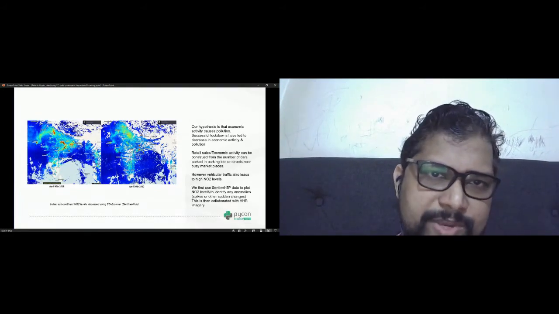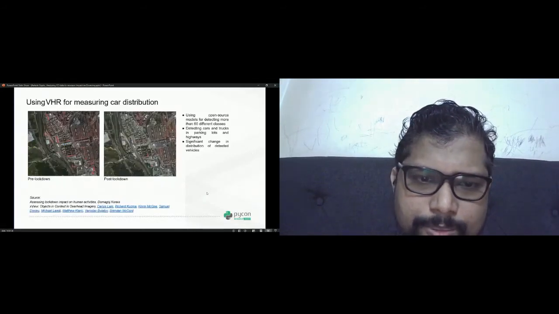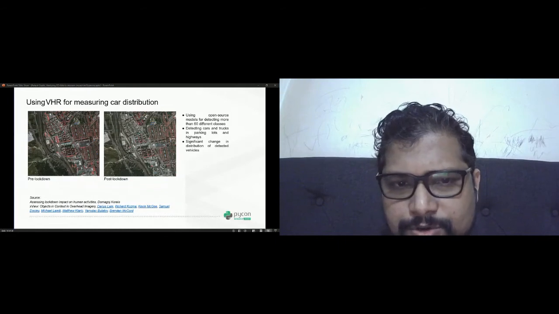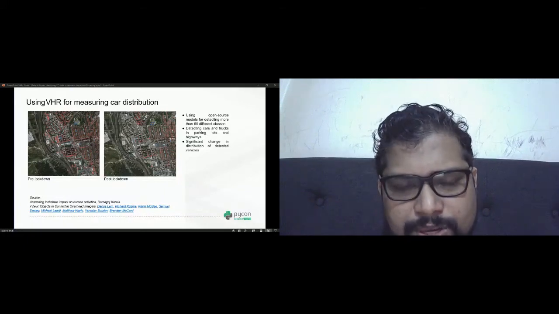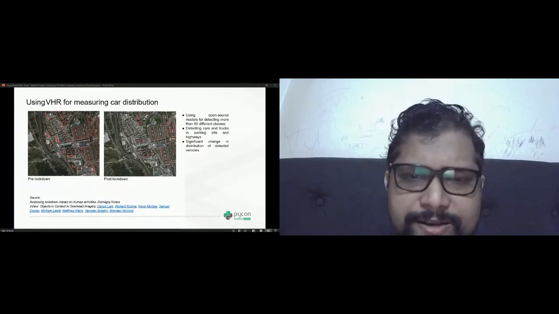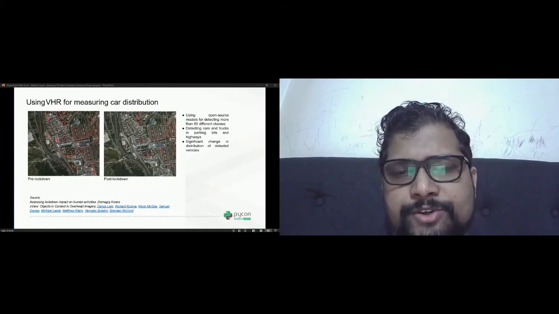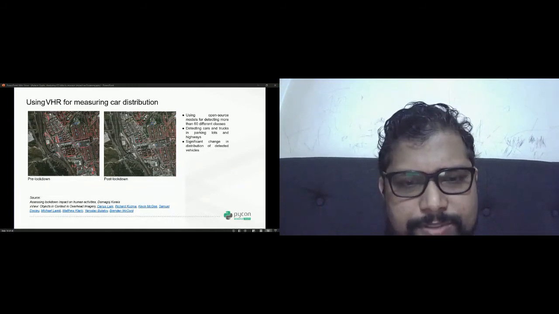Now, using VHR imagery for measuring car distribution. We can use car distribution in parking lots near industrial and commercial spots to show the vitality of the region. Counting cars in parking lots can be a proxy for the revenue generating ability of a shopping mall. It can also show the popularity of an amusement park. But counting cars requires a higher resolution image. So we use data from the PlanetScope constellation, which has a spatial resolution of 30 centimeters. This is used to detect more than 60 different classes of vehicles.